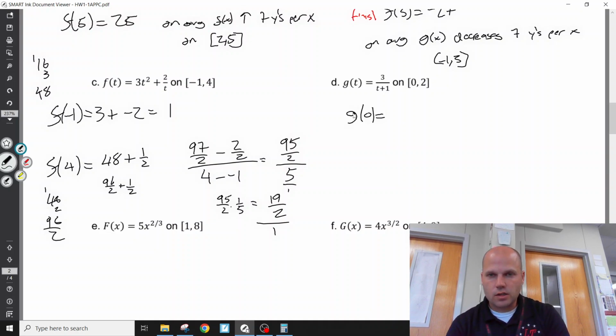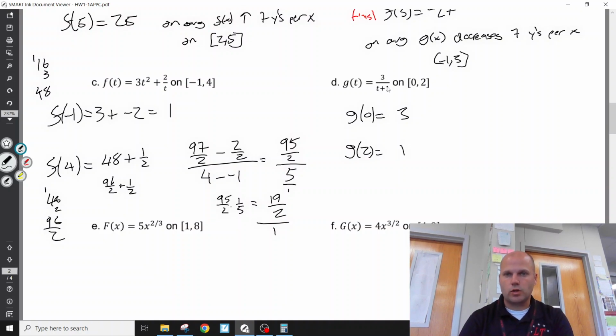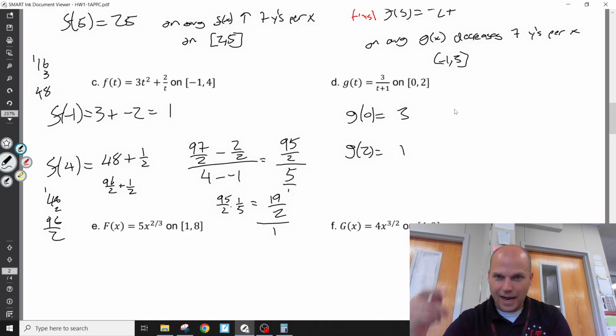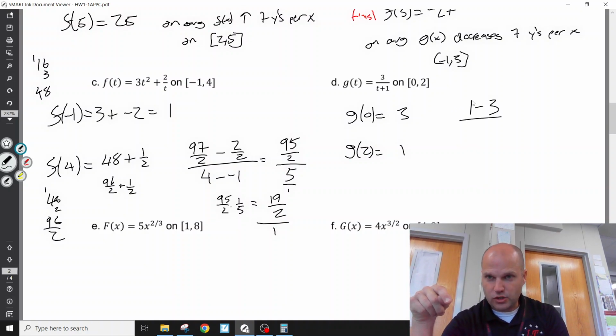Where did I start? At 3. Where am I going? To 1. Plugging in 2, 2 plus 1 is 3. 3 over 3 is 1. I decrease 2. Make sure you can calculate that.